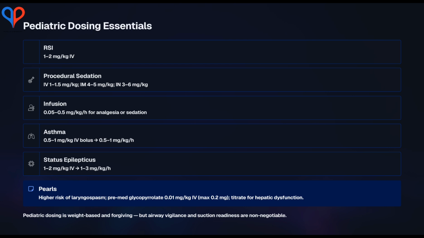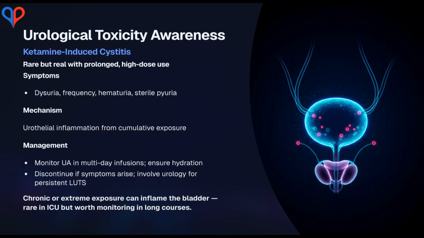In status asthmaticus, bolus 0.5 to 1 milligram per kilogram, followed by up to 1 milligram per kilogram per hour. Children are more prone to secretions and laryngospasm. Premedication with glycopyrrolate at 0.01 milligrams per kilogram, up to 0.2 milligrams total, helps mitigate this.